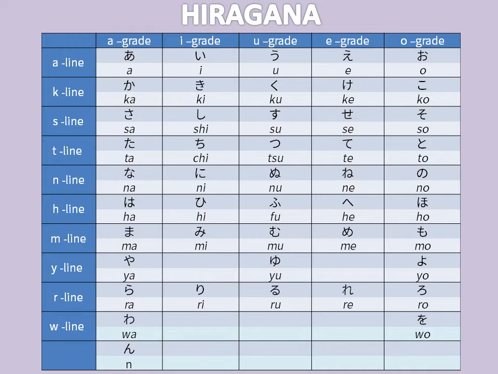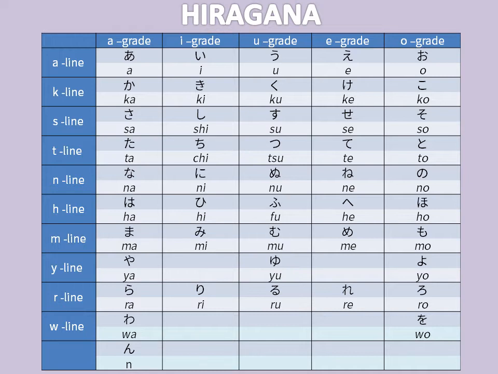Shi. Su. Se. So. The shi is an exception. Instead of Si, it is shi. Remember that. Next one is the Ta line.